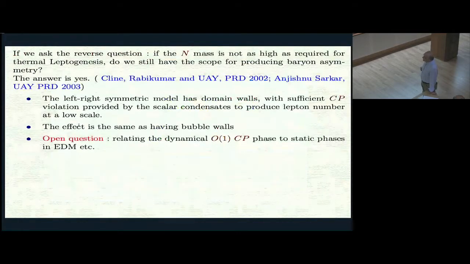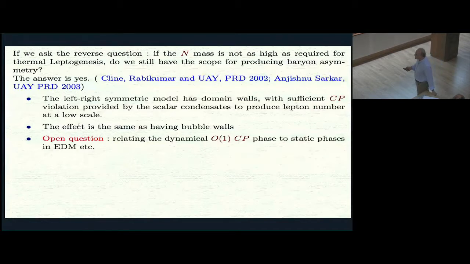So this is a source of non-thermal leptogenesis, a non-perturbative mechanism. If the N mass is not as high as required for thermal leptogenesis, do we have the scope for producing baryon asymmetry? The answer is yes. So these are the various things. Actually, this should have been before this slide. Okay. So the open question is about relating.